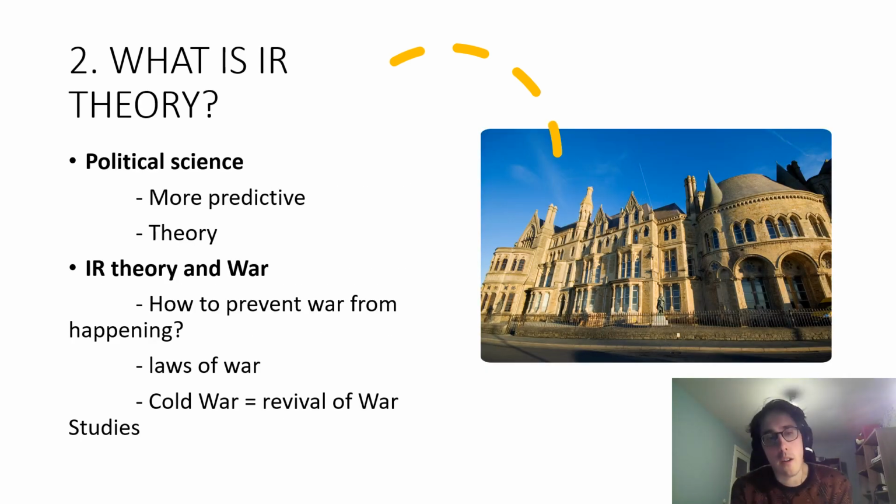So what then is IR theory? Well, IR theory is international relations theory. It's a part of political science. It tends to be more predictive. At least the older IR theories, realism and liberalism, were both theories that made a claim that they could find or distill laws of the international system, so find ways in which the international system worked, and then predict what people would do in a certain setting.